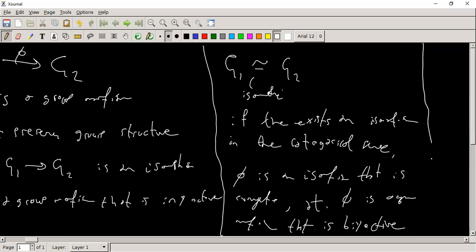Watch out, because in order for two groups to be isomorphic, we need to have a categorical isomorphism, which is not the same as an isomorphism, because an isomorphism need not be surjective. It will always be injective, but not always bijective, because it might not be surjective. Okay, so hopefully this idea is very natural.